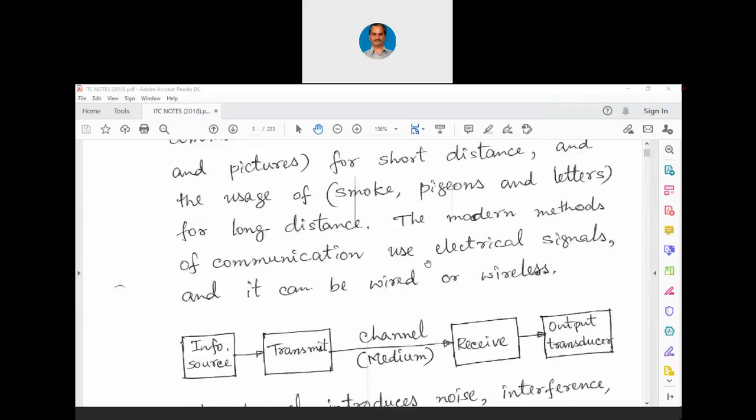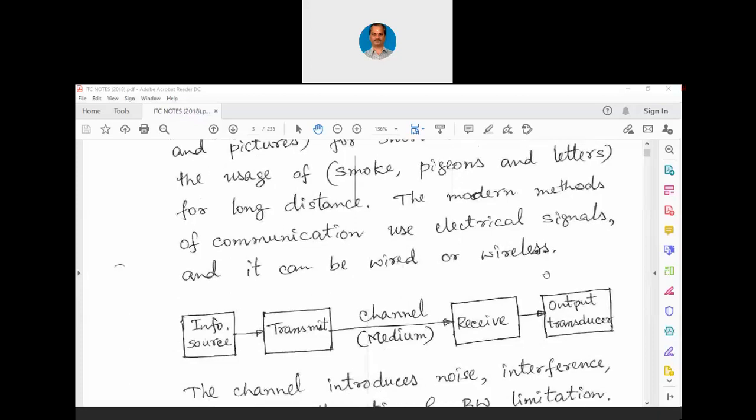The modern methods of communication use electrical signals, and it can be wired or wireless. Nowadays we are also using optical signals. For example, the whole earth is now connected through an optical fiber backbone network. Below the Atlantic Ocean, the Indian Ocean, and the Pacific Ocean, very thick cables are laid, and all these cables work through optical communication. That is how, if you make a call to USA from India, or receive a call from USA, you don't find any delay in the speech. There is no latency because the call is not going through satellites. It is going through optical fibers at the speed of light. So the modern methods of communication use electrical signals as well as optical signals.